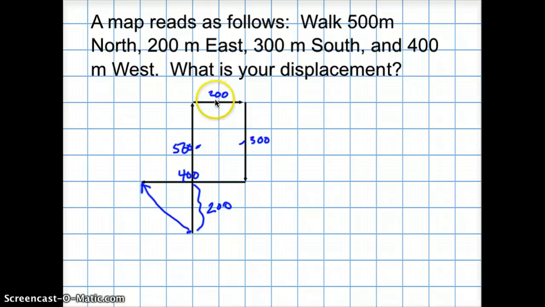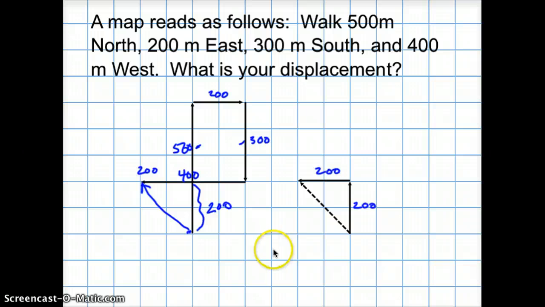Same thing for my horizontals. I've got a 400 vector here. I've got a 200 vector here. They're going opposite directions. So this is a 200. And so what I'm left with is a 200 this way, and a 200 this way. So now I want to find what is this displacement here. Well, if this side is 200 and this side is 200, what is my vector going to be?